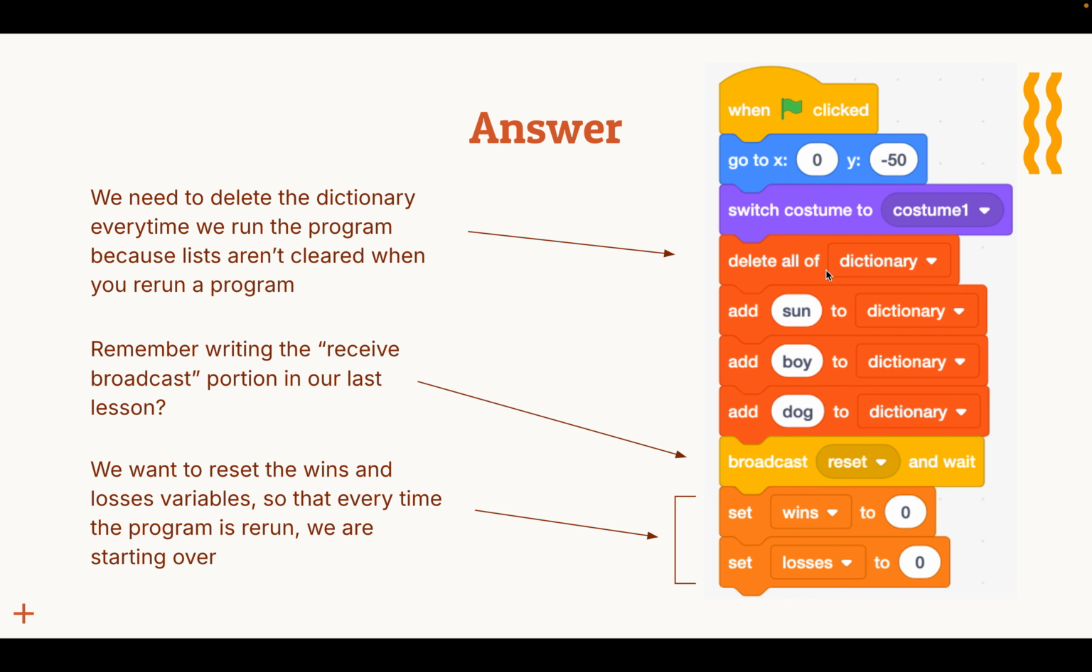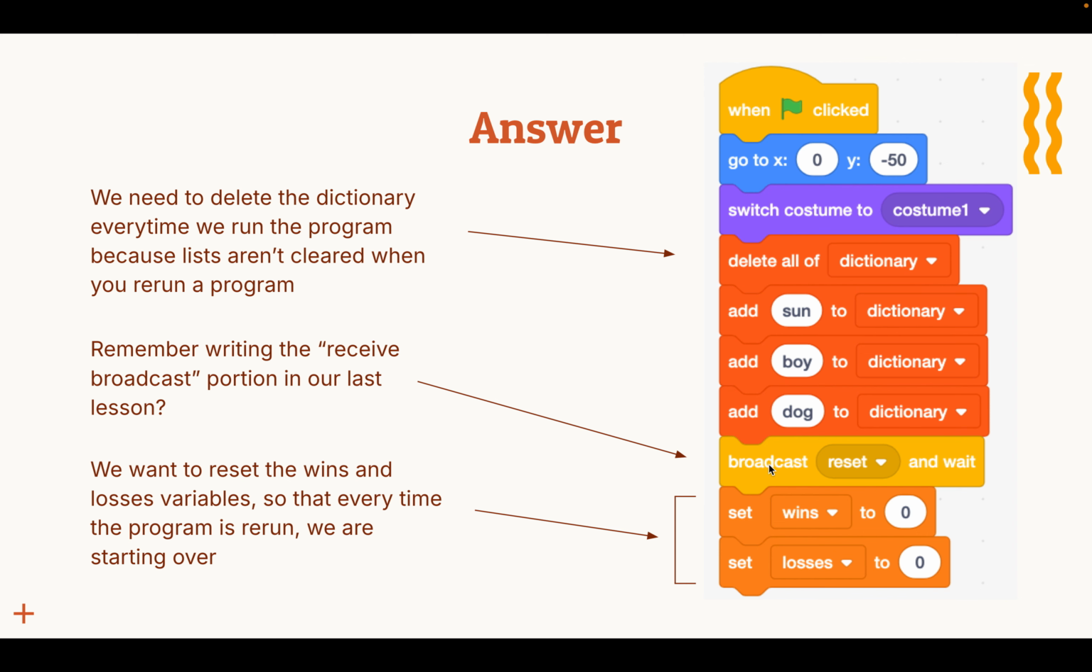So we want to delete all of dictionary, and then we want to add words. So you can add whichever words you want. You can add how many ever you want. In this example over here, it only adds 3 words. It adds son, boy, and dog. You can add more challenging words if you want, though.